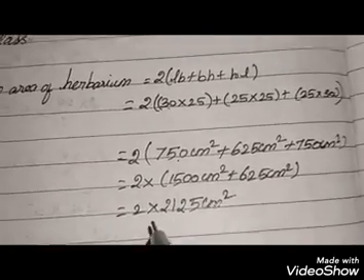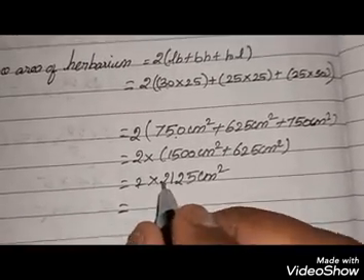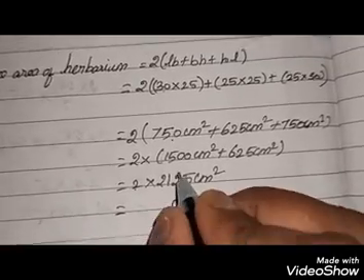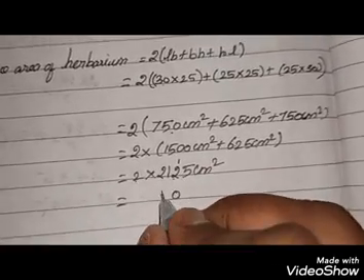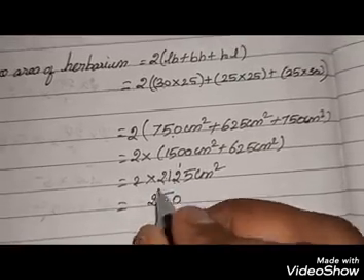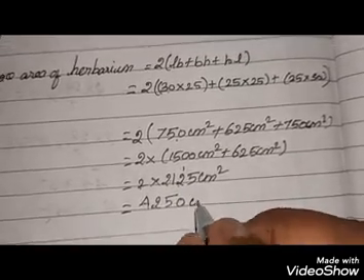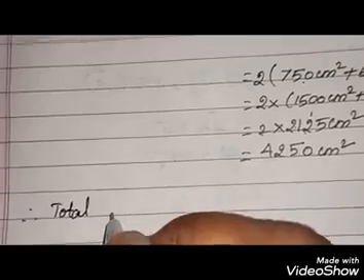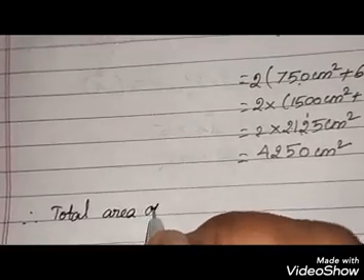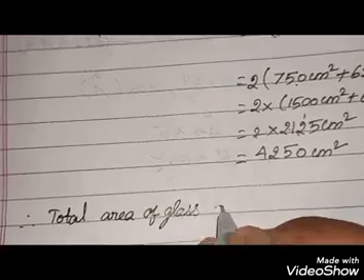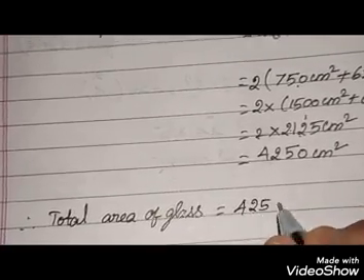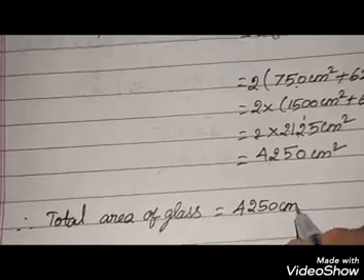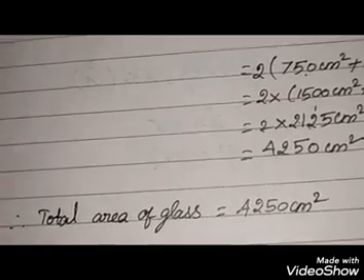Just multiply with the 2, it can be doubled. 2 5s are 10, 0 carry over 1. 2 2s are 4 plus 1, 5. 2 1s are 2. 2 2s are 4. So what's the area? It should be 4250 centimeter square. So we need to find out the glass only, and it is in a cuboidal shape. So total area of glass is equal to 4250 centimeter square.